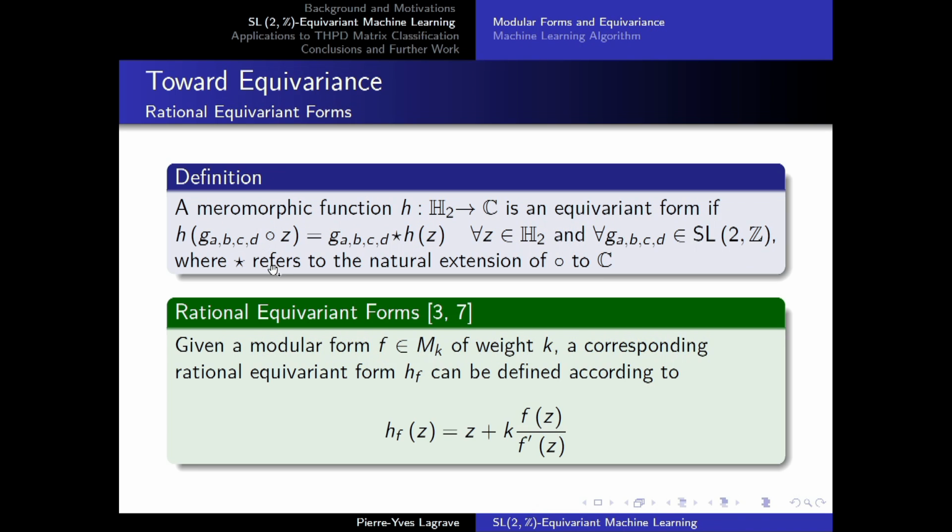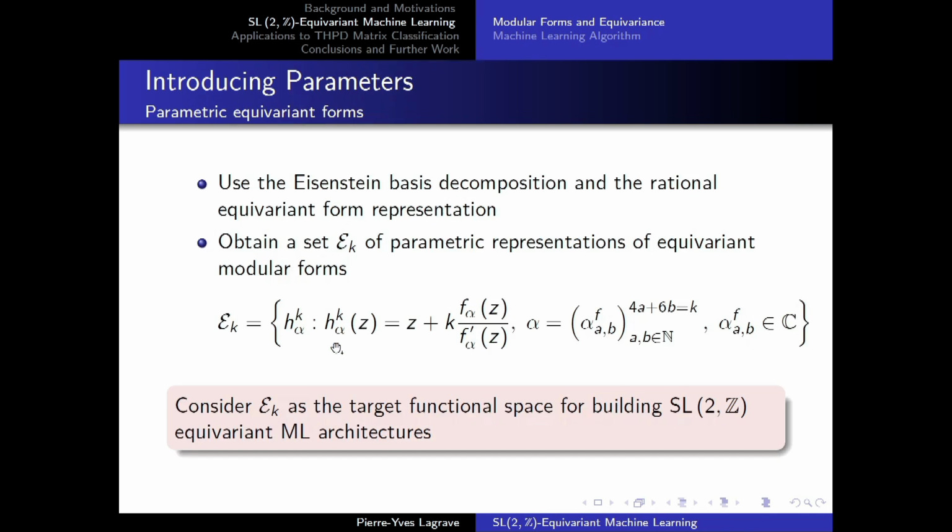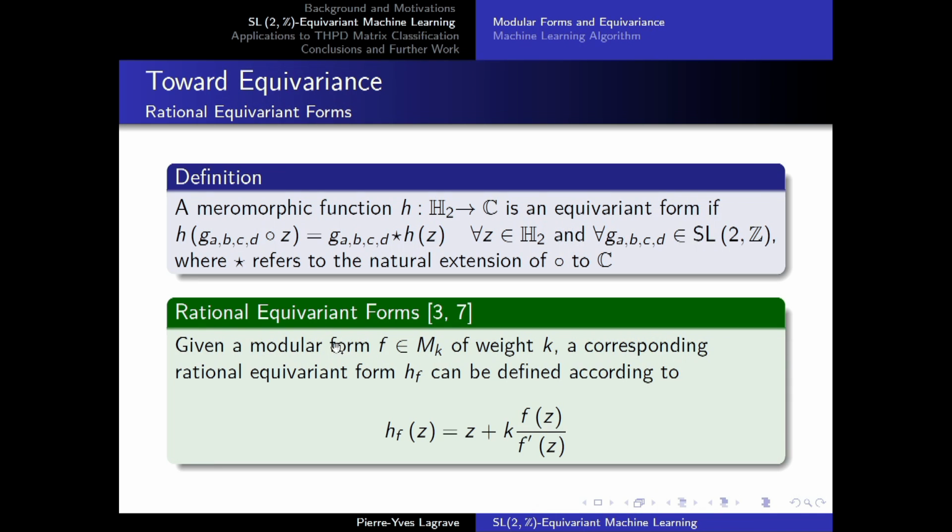Given that definition, we can actually build what is called a rational equivariant form. You have a paper about that, which basically shows that given a modular form f of weight k, you can build a new form, h of f, given by the formula that you have here, which is going to be equivariant with respect to the action of the group SL2Z, considering that definition. So basically, you can parameterize a set of equivariant forms by simple modular forms, which are not invariant or equivariant.